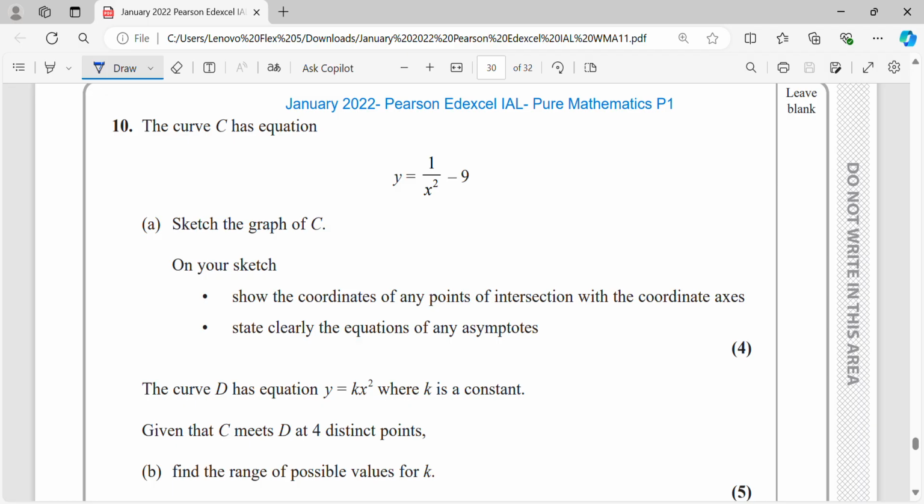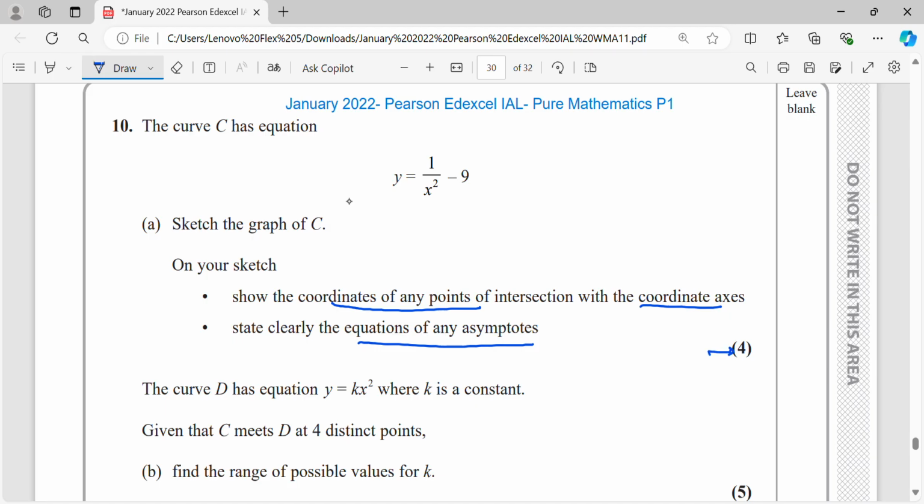In this video, I will be solving question number 10 from paper January 2022, Pearson Edexcel IAL Pure Mathematics P1. And the problem is: the curve C has equation y equals 1 over x squared minus 9. Sketch the graph of C. On your sketch, show the coordinates of any points of intersection with the coordinate axes and state clearly the equation of any asymptote.